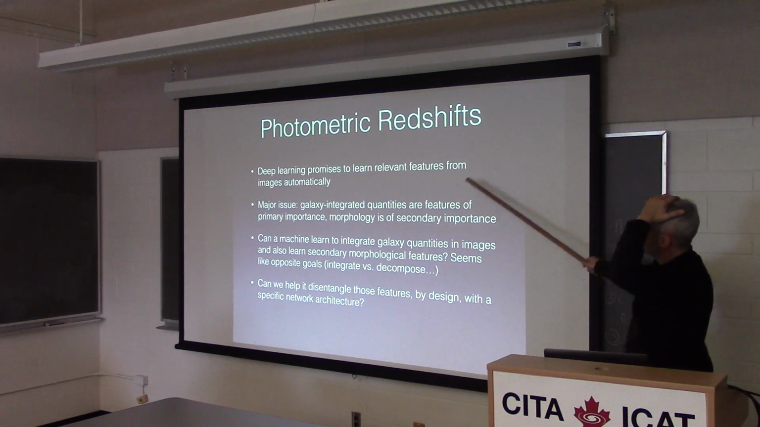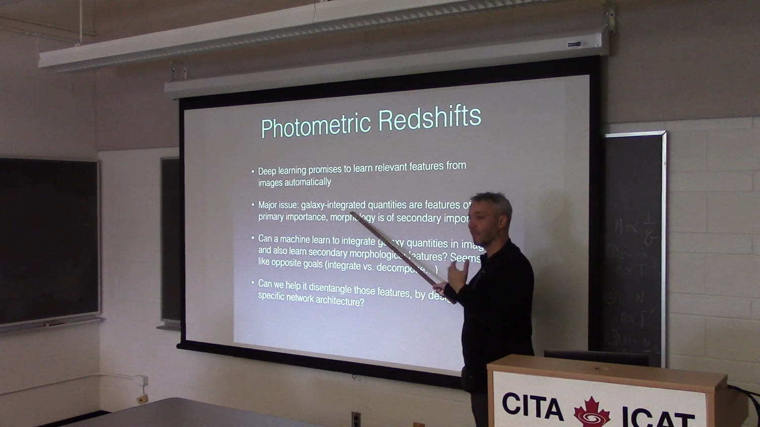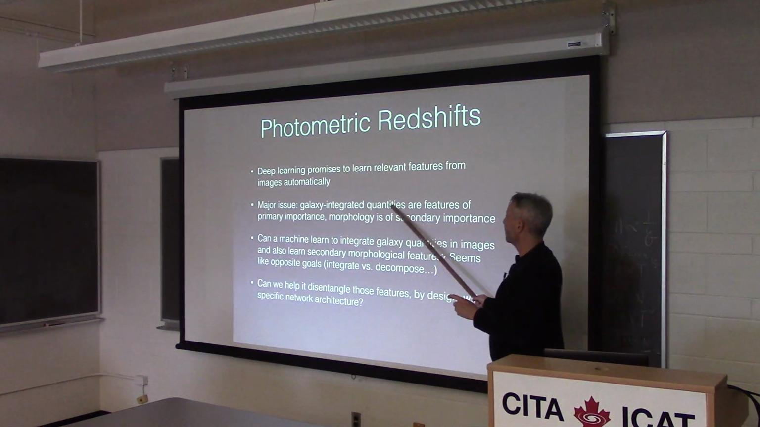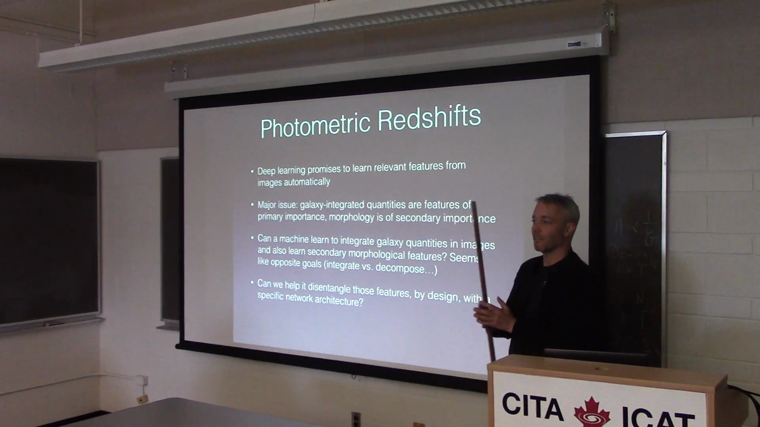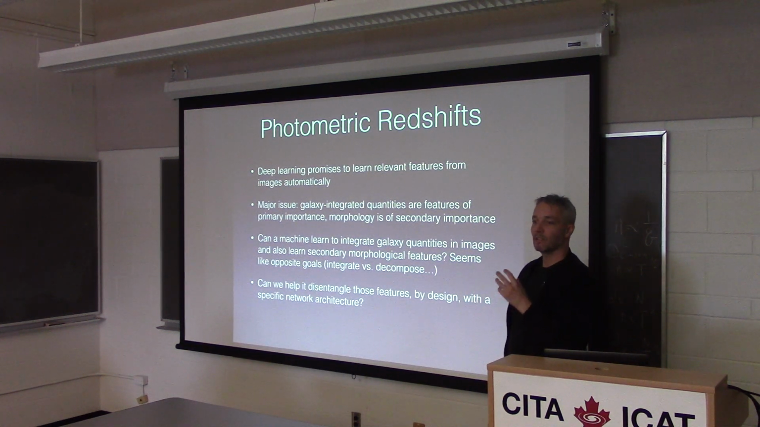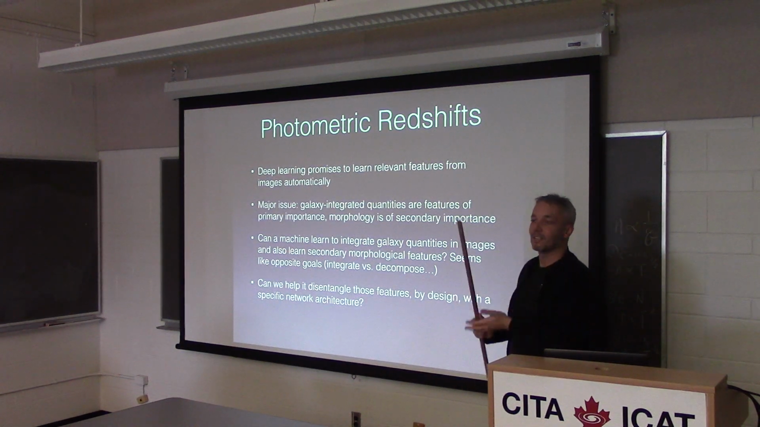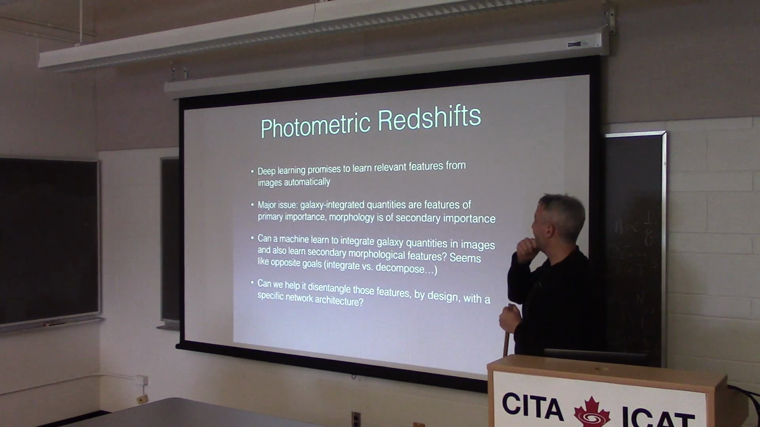This is my motivation. The major issue I saw, and the justification for the specific approach I chose, is that galaxy integrated quantities are features of primary importance, and it's sort of known. It's the best predictor of the redshift, and the morphology might help, but it's probably of secondary importance. We sort of have an astrophysical understanding of this. It's mostly the light from the stars, and the galaxy morphology is not the driver of how to estimate the redshift.